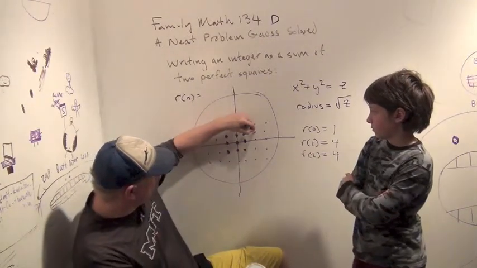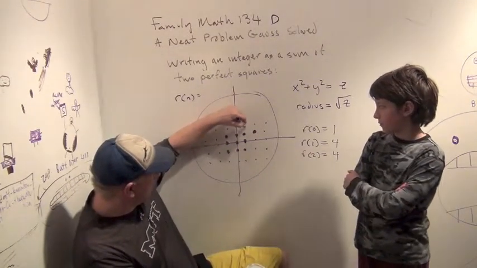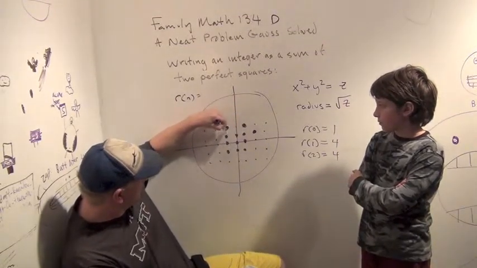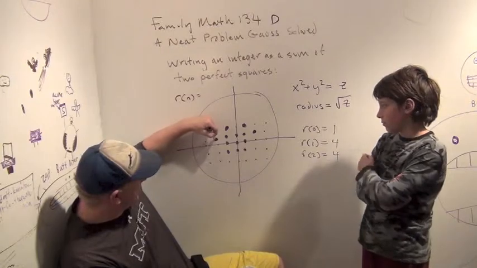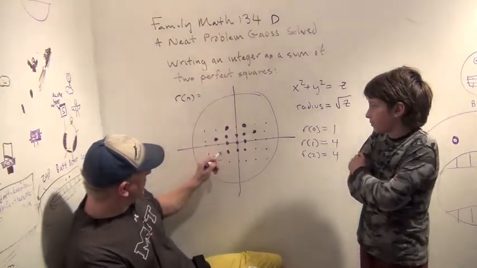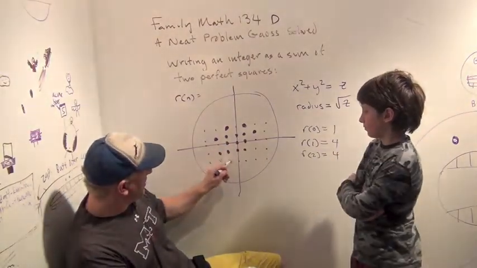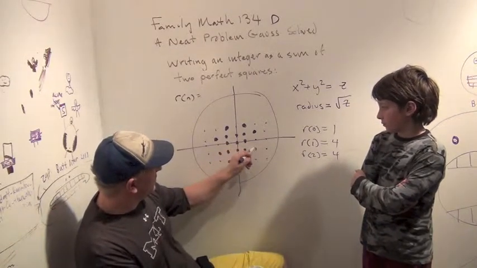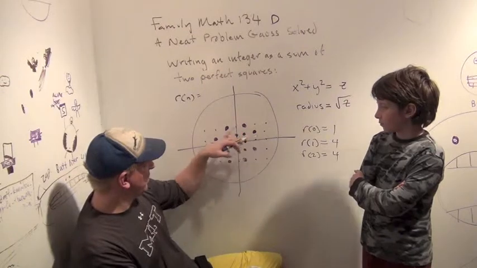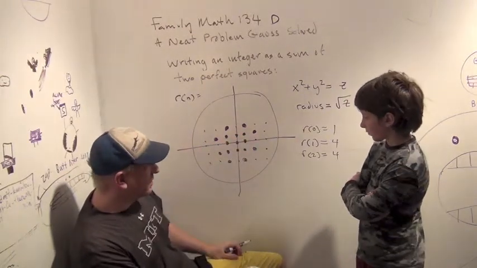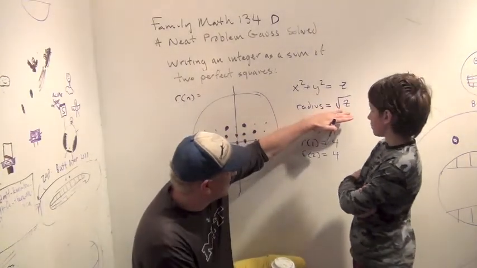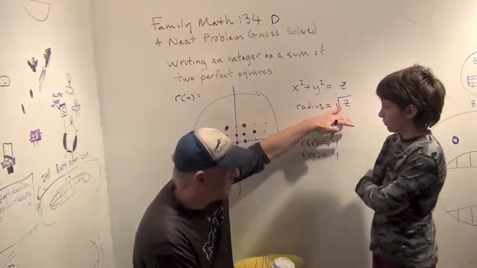Now here's the ones for 5. It was 2, 1, 1, 2, minus 1, 2, minus 2, 1, minus 2, minus 1, minus 1, minus 2, 1, minus 2, and 2, minus 1. And I skipped 4 here, but I wanted to show you where those 8 points were.